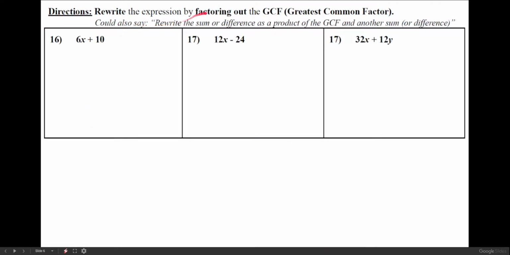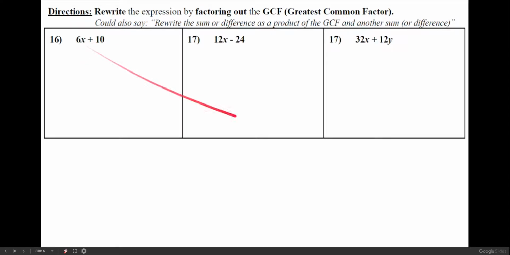All right, rewrite the expression by factoring out the GCF, or the greatest common factor. The directions may also say rewrite the sum or difference as a product of the GCF and another sum or difference. So basically, you have these, and you are going to factor out the largest number you can.